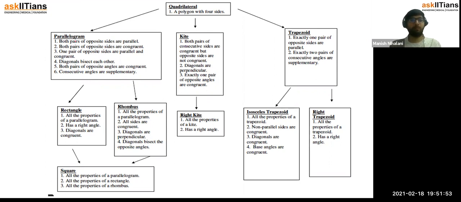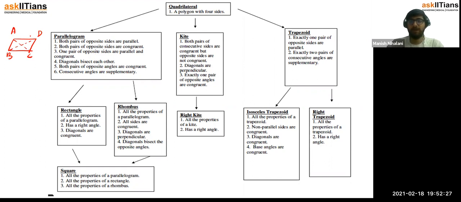Okay? So let's start with the parallelogram. We know what a parallelogram is: both pairs of opposite sides are parallel. So in ABCD, opposite sides are parallel, and opposite sides are also congruent. One pair of opposite sides is parallel and congruent. If both are parallel, then one has to be parallel and congruent. Then diagonals bisect each other, and consecutive angles. So all these properties of a parallelogram we have to remember.